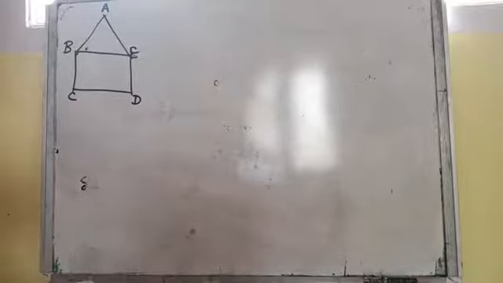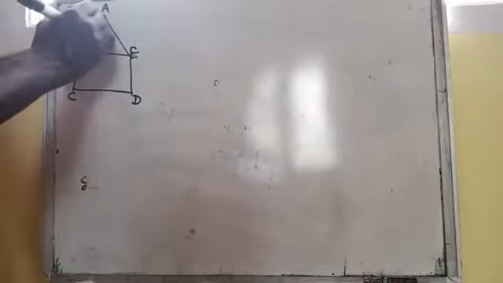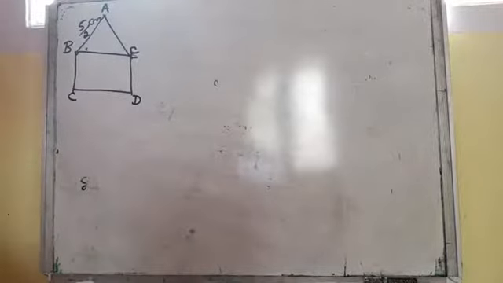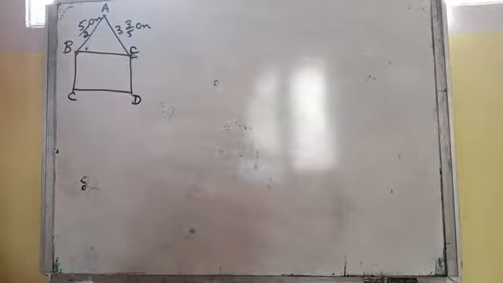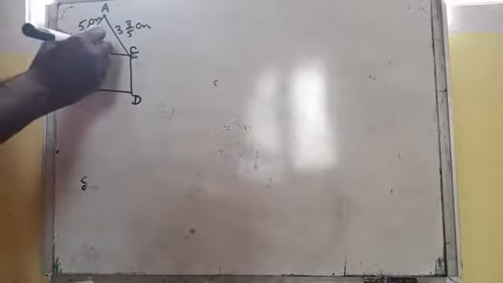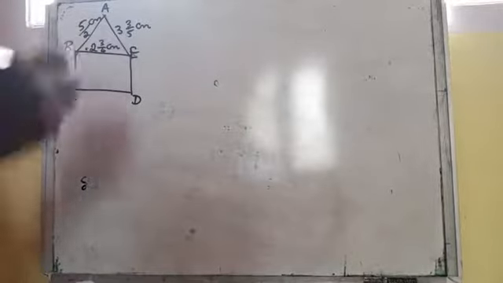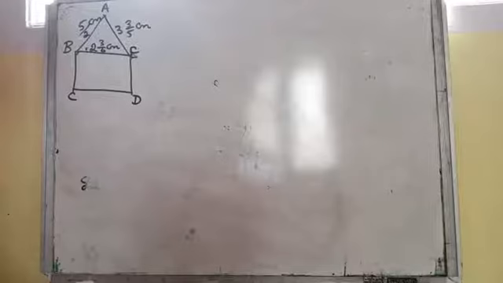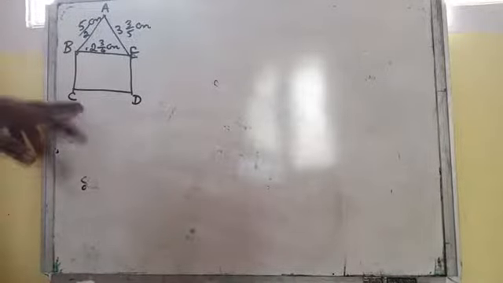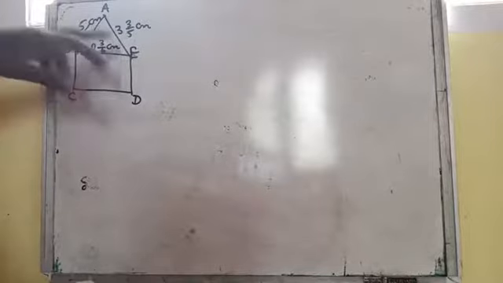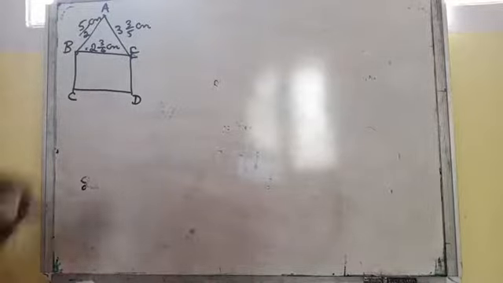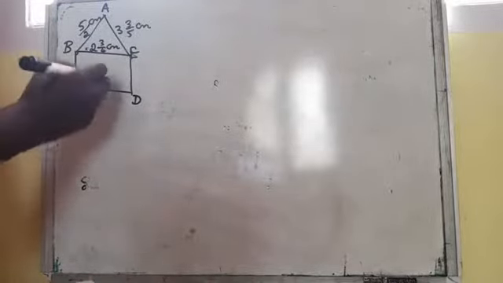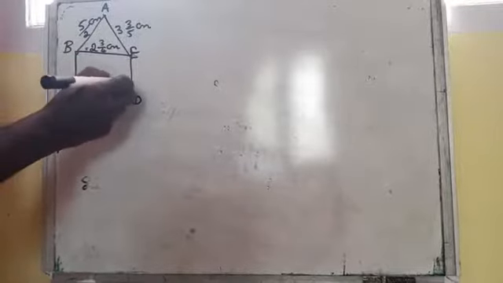Now, the length of AB is 5 by 2 centimeter, and the length of AE is 3 by 5 centimeter. After that, the length of BE is given as 3 by 4 centimeter. It's a mixed fraction. And then CD is not given, but we can write the length of CD, because in a rectangle the two pairs of opposite sides are equal. If the value of BC is given, then you can write the length of CD.